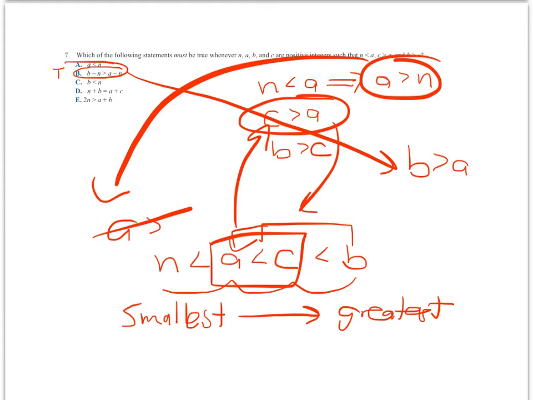Let's continue to make sure. B is less than N. So the next one says it's not true. B is greater than N. The next one, N plus B equals A plus C. I have no idea if that's true. It could be. Put an M for maybe. Might be true. And then the last one, 2 times n, if we double the smallest number, that's bigger than a plus b. No idea. Could be true, it might not be. The only one that has to be true, and it says must be true here, is b.